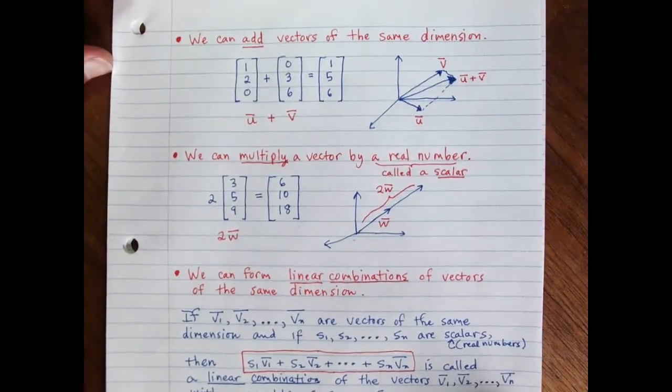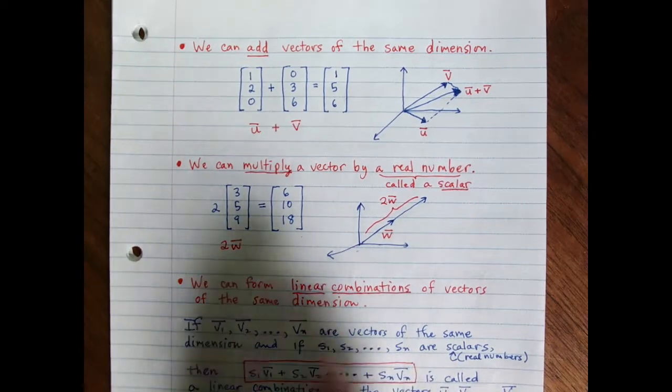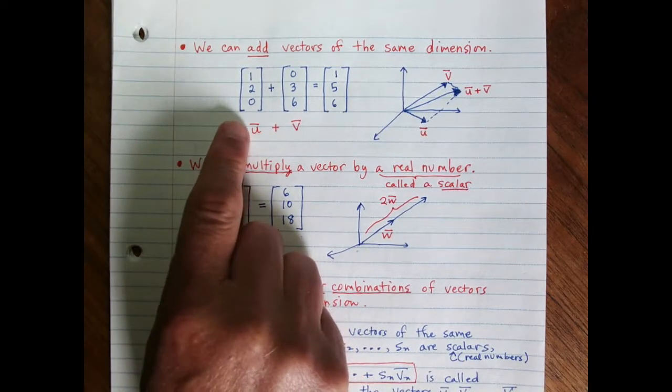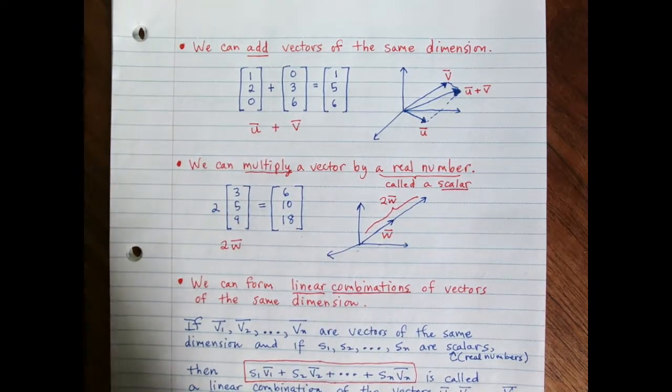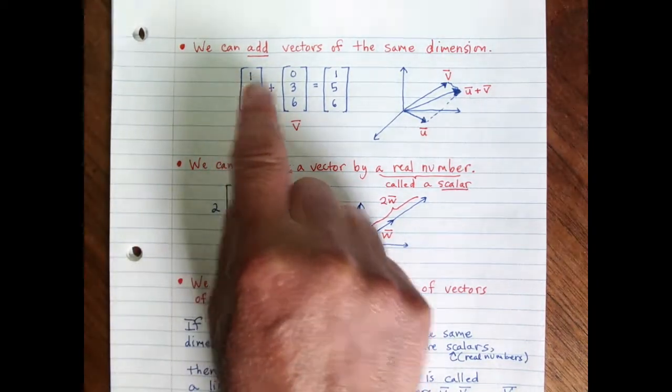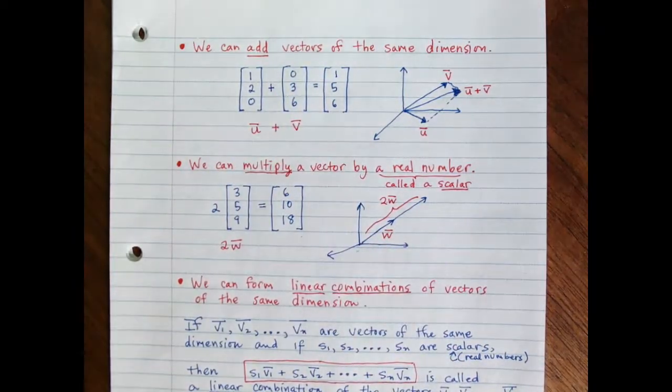So we have vectors. We can add vectors of the same dimension. If you have the actual components, like 1, 2, 0 plus 0, 3, 6, it's easy to add. You just add across. 1 plus 0 is 1, 2 plus 3 is 5, 0 plus 6 is 6.